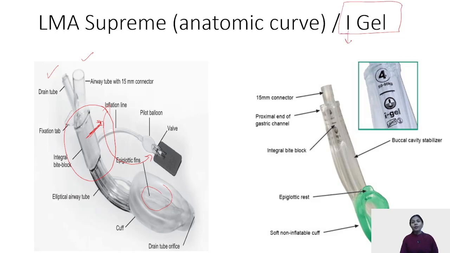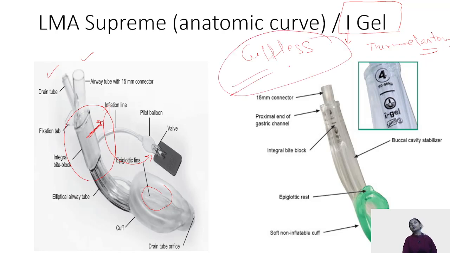Then we have the i-gel. I-gel is made up of a thermoelastomer which changes its shape according to the temperature. It is cuffless. Please remember this. There is no inflatable cuff present in the i-gel, and it takes the shape of the passage according to the temperature. Done. It also has an integral bite block and an epiglottis rest present in it. It is made up of silicone.